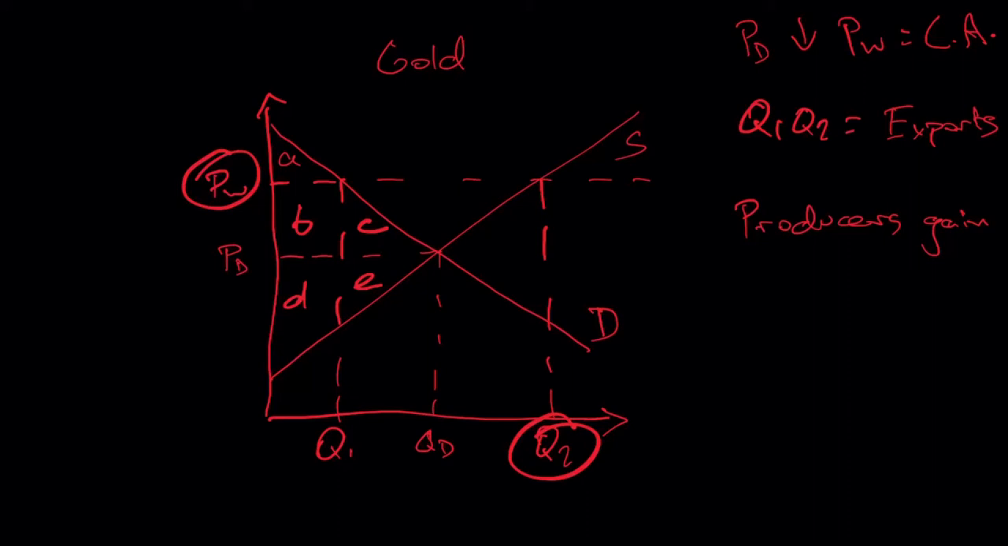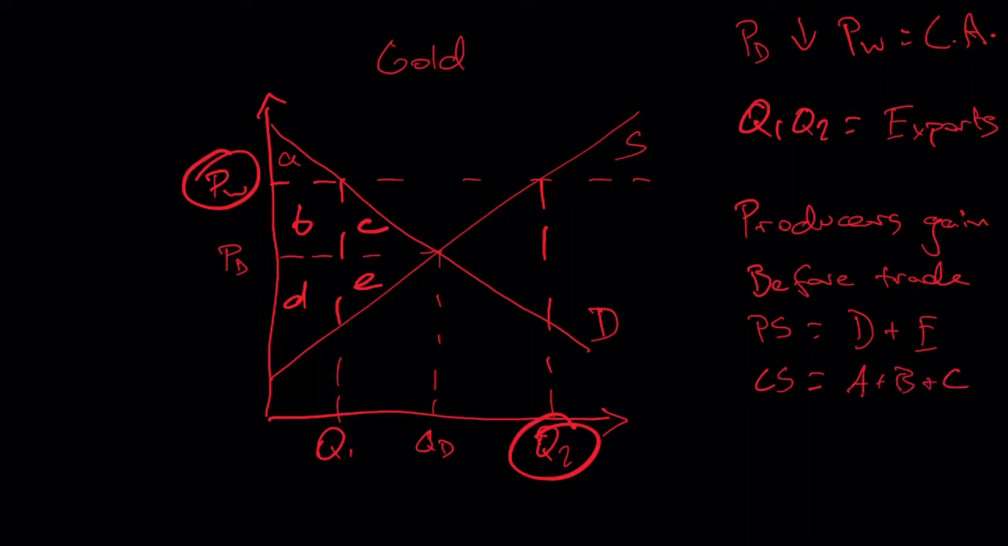So originally, before trade, producer surplus, PS, equaled areas D and E. So it's the area above the supply curve and below the domestic price. So area D and E was producer surplus, and then before trade, consumer surplus was area A, B, and C.